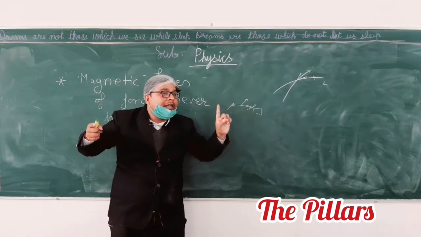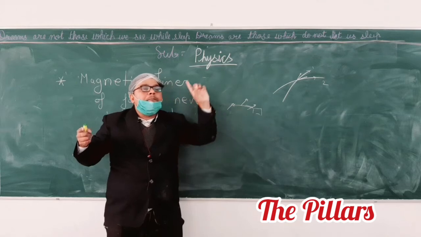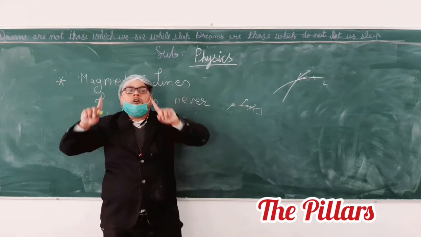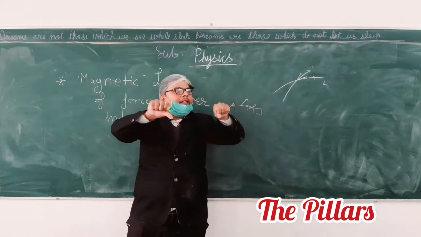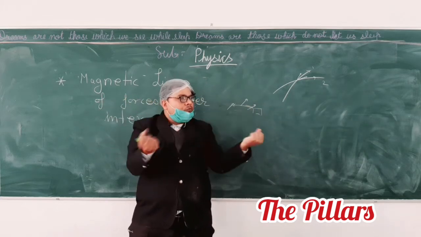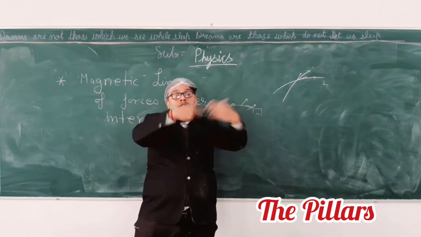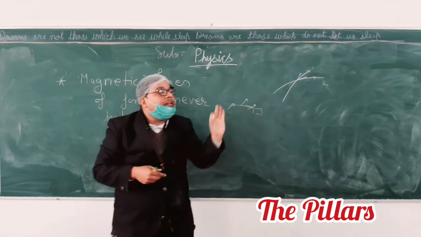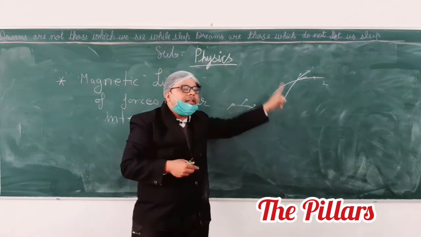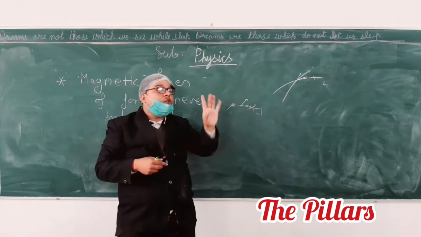Remember this thing. It is giving the direction of what I have told. Magnetic lines of force are drawn for the net magnetic field. So whatever be there, the effect of both sources of a magnetic field will be taken into account, and then we are going to calculate the net magnetic field, and for that only we are getting the magnetic lines of force. It is not for the single.